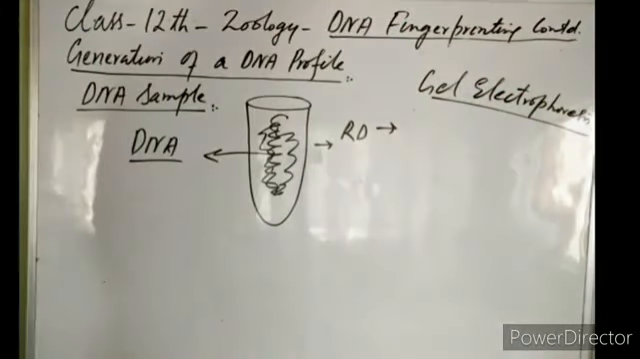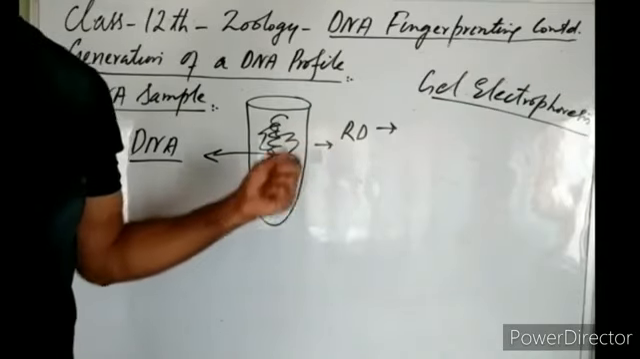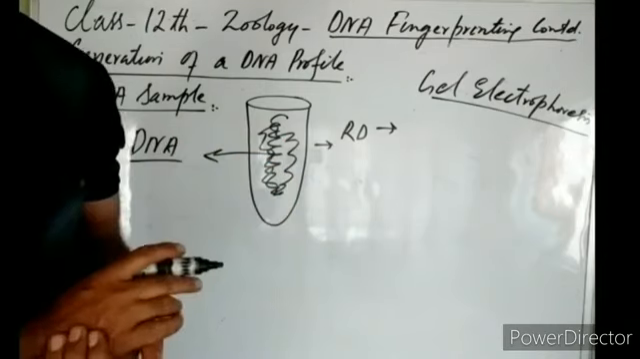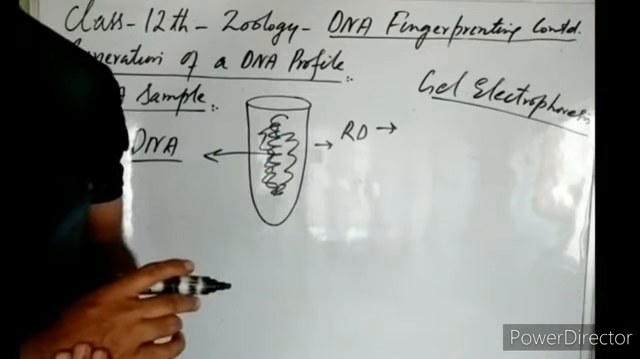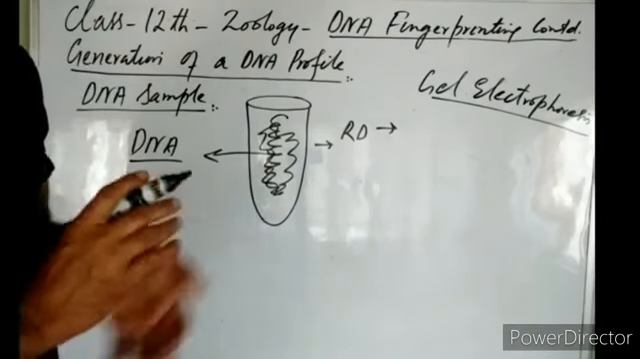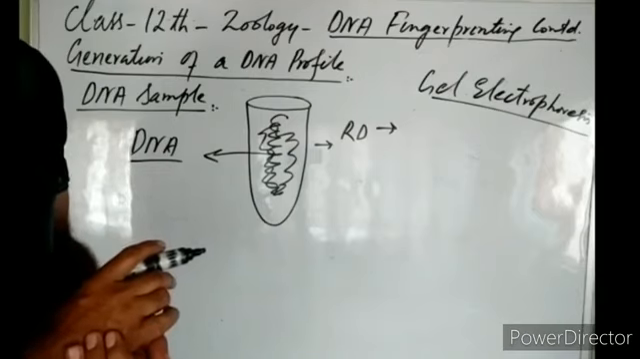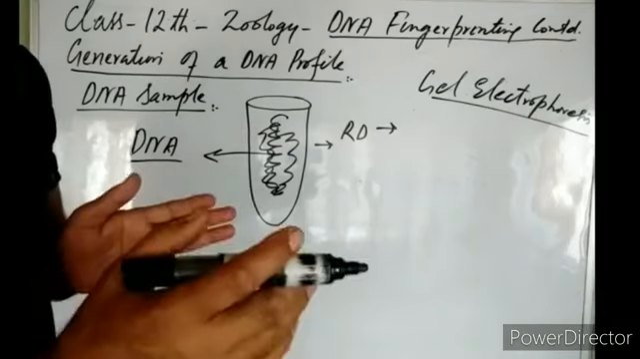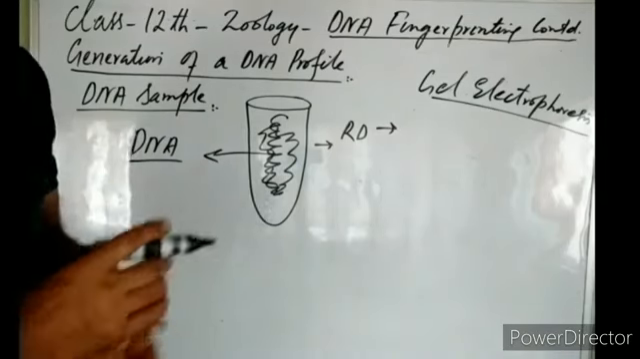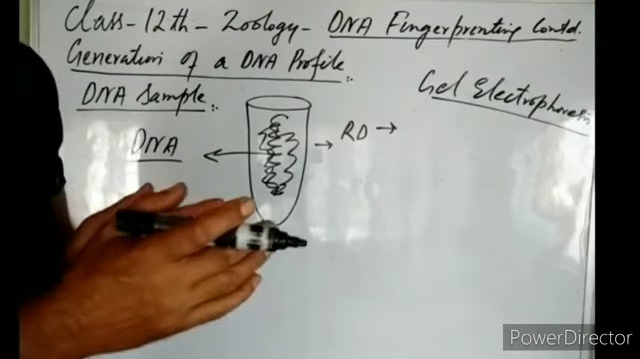So what is gel electrophoresis? They put these small DNA fragments into an electrophoresis tray, which is filled with agarose polymer gel. Then they apply electric current across the two electrodes of this tray. DNA itself being negatively charged, it gets attracted towards the positively charged electrode. So those DNA fragments which are small move faster, and those which are larger move slowly.